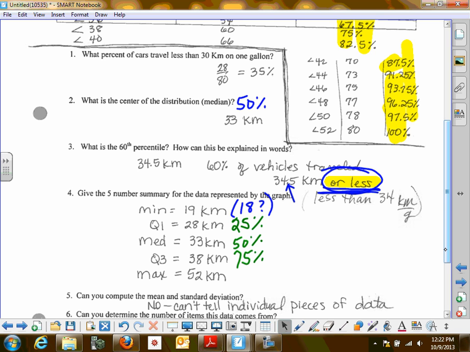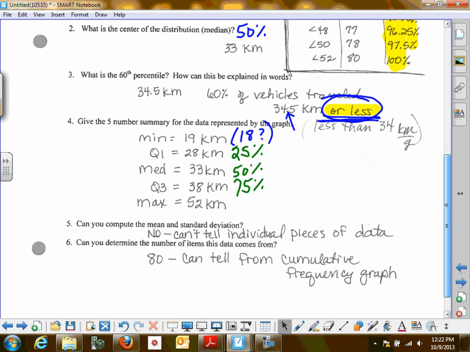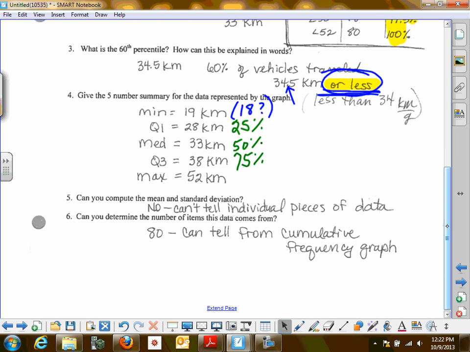Okay. And then there's a 5-number summary. I don't know why I put 19. It might be 18 on that 5-number, that lowest minimum. Okay. And could we find the mean and standard deviation? No, because we do not have the individual pieces of data. And we knew that it did come out of 80 pieces of data because we found that in the first graph.